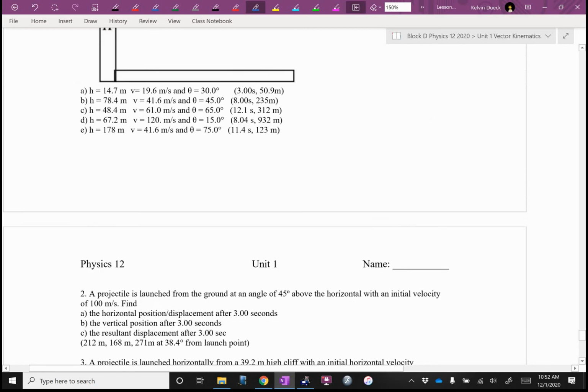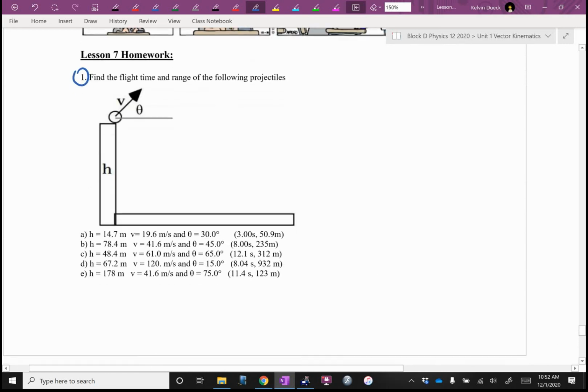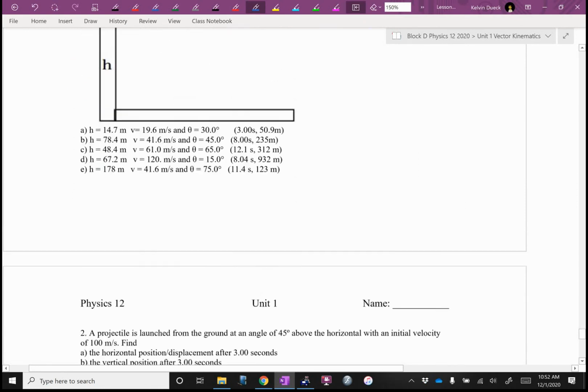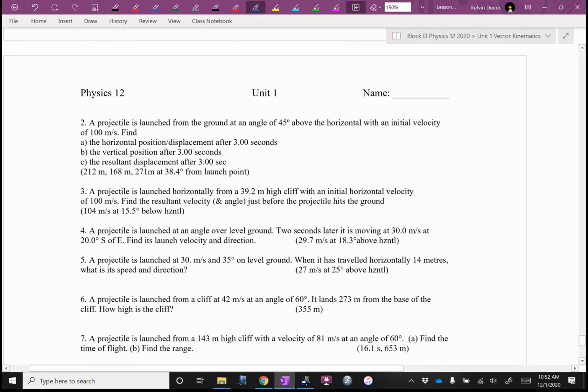Okay. So number 1 is 4 projectiles getting launched at an angle from different heights. Find the time of flight, find the range. Each one of those is going to be a quadratic. Not wild about number 2. Number 3, it's asking you to find the resultant velocity. It's asking you to find the impact velocity like we just did. It's a tricky one.